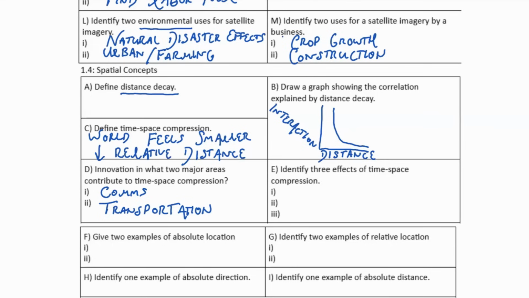All right, moving on to E, identify 3 effects of time-space compression here. So we're not saying the world feels smaller. No, we're looking at 3 effects as in like what's prominent because of time-space compression? Well, now we have mass media. I can access media from the United Kingdom. I can access media from China or Iran and see their news. And likewise, they can read American news as well.